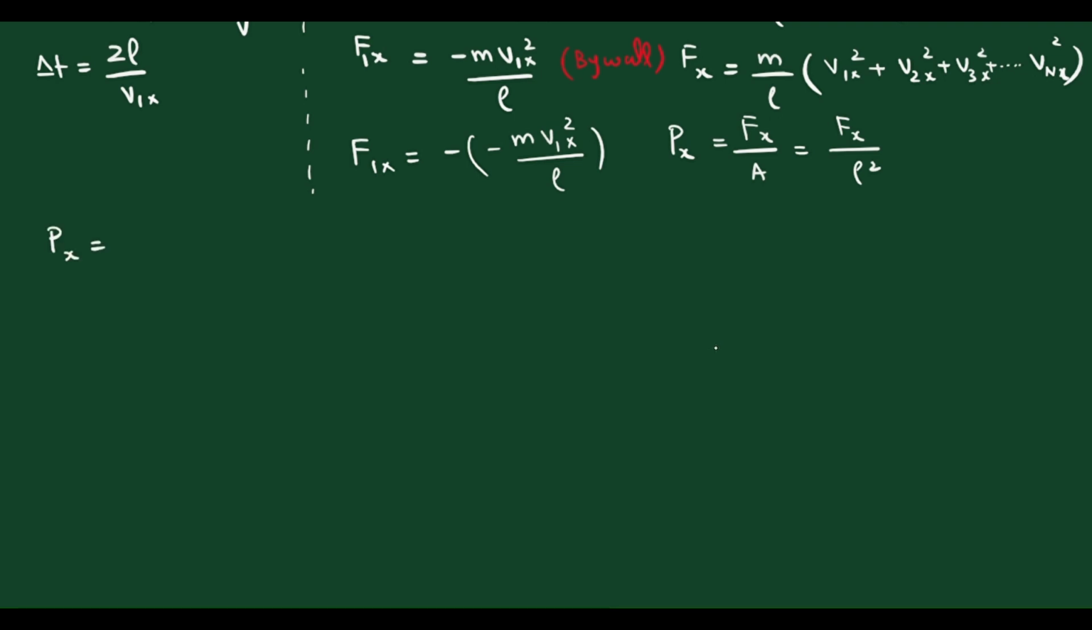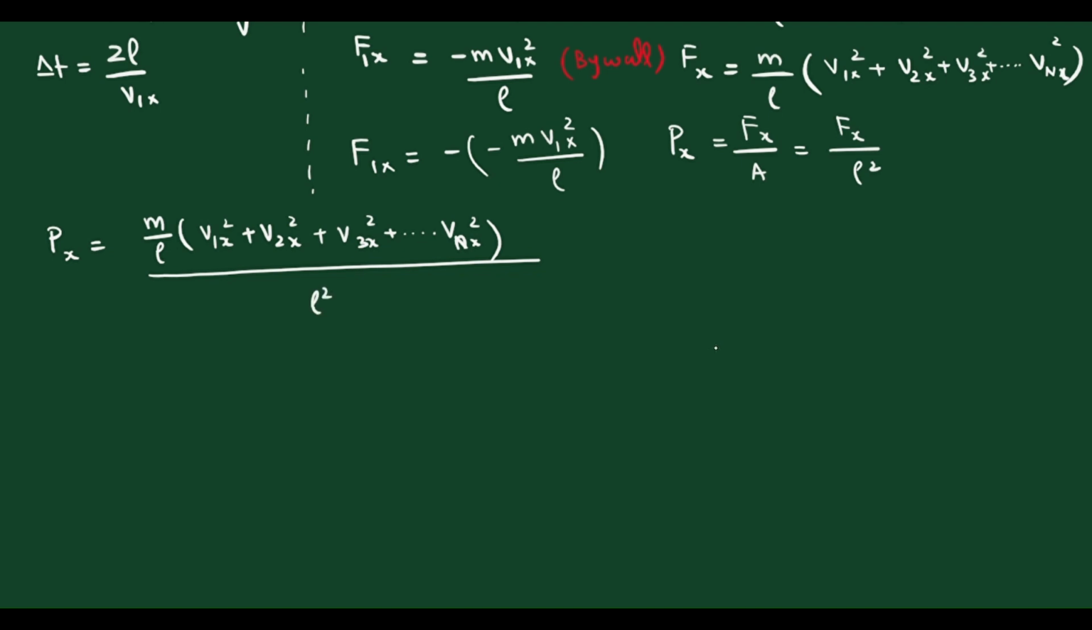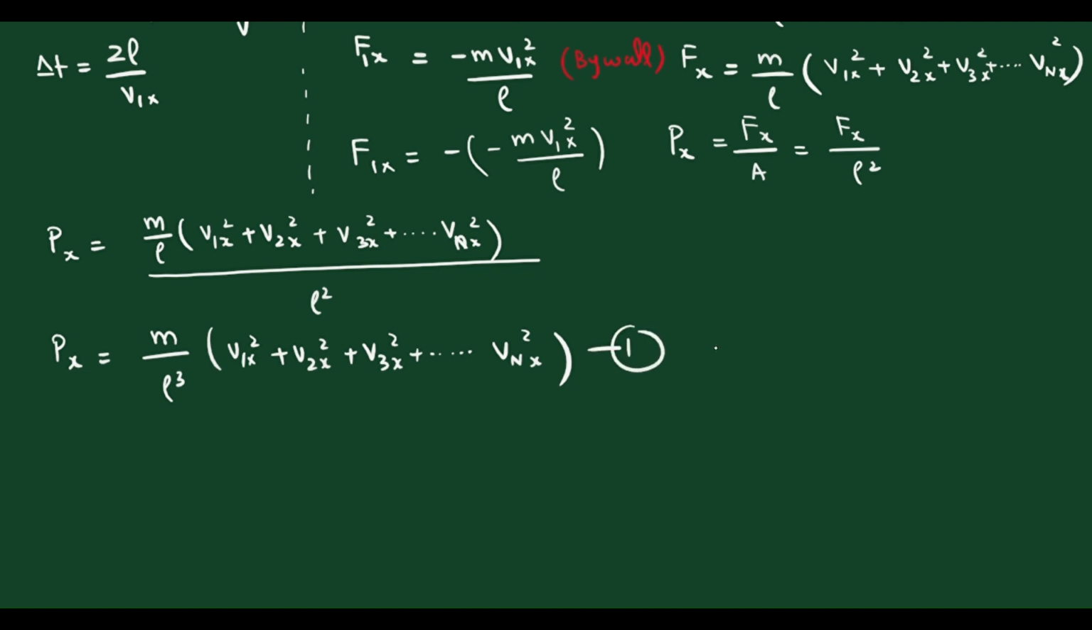Px is equal to Fx value, which is m over L into v1x square plus v2x square plus v3x square plus so on and vnx square, the whole value divided by L square. And now Px will be equal to m over L cube into v1x square plus v2x square plus v3x square plus so on vnx square. Say this equation is 1.